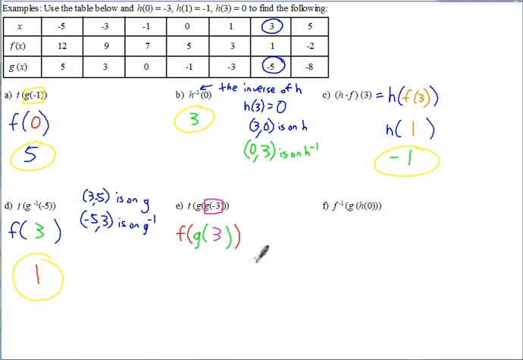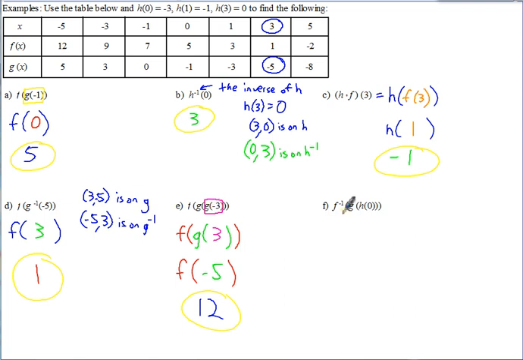And now I need to figure out what g of 3 is using the table. When x is 3, g is negative 5. So g of 3 is negative 5. And now I need to find f of negative 5. At negative 5, f is 12. So that's what f of g of g of negative 3 is. So that's how you can have more than one function of the same function. Here we have 2 functions of g.